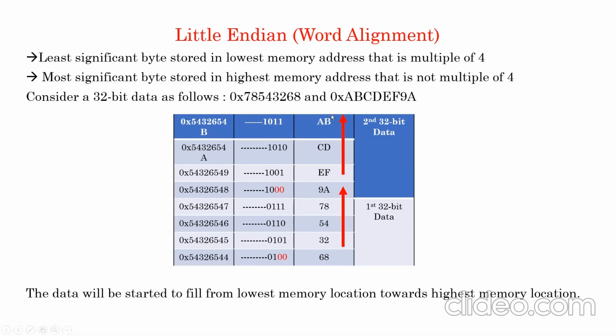Next one, EF will be stored in the location 49, CD in the location 4A, and AB in the location 4B. 9A is stored in the location 48. Here 8 is given by the binary value 1000. In this 1000, the least 2 significant digits are 0. In 44, if you see, the least 2 significant digits are 0. So 8 is a multiple of 4. So the least significant byte will be stored in locations which vary as multiples of 4.